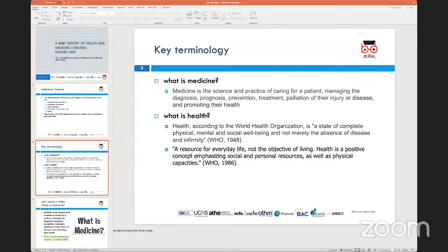Is that bit clear? Any questions on this so far? No.